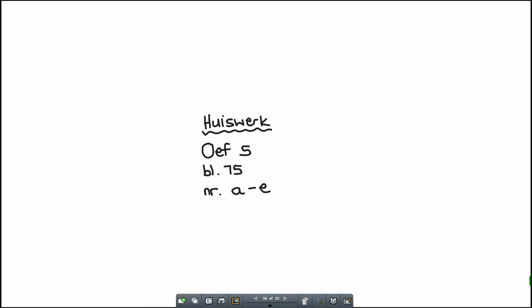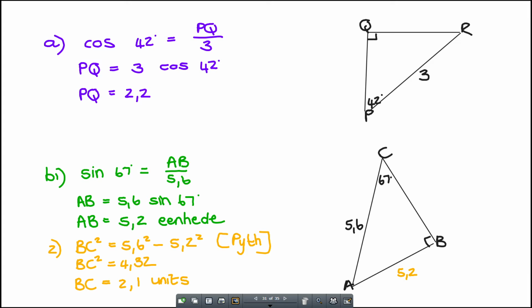Right, so this is now exercise 5. Merk gou daar vir my. Was A en B. So by A moes ek gekry het vir PQ. So if I work from the 42, I have the hypotenuse and I want the opposite.